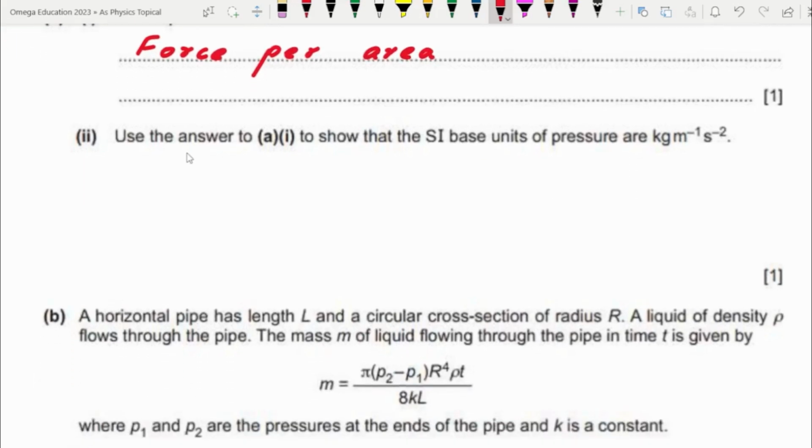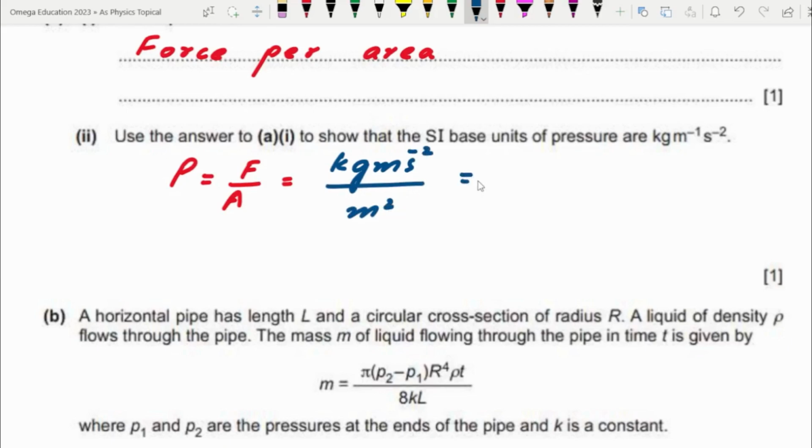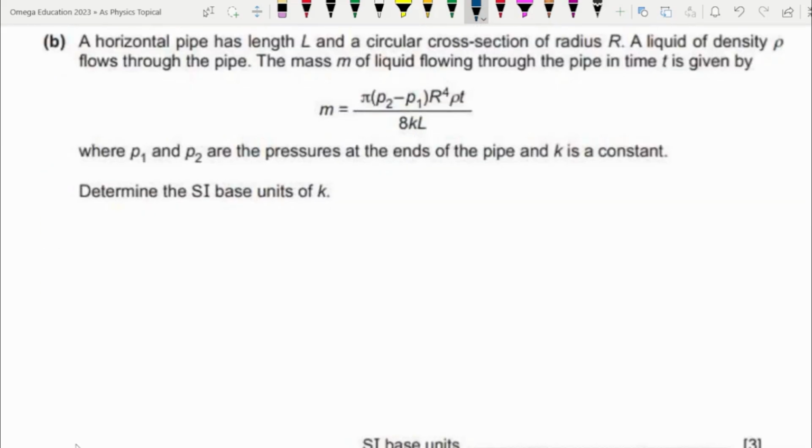Then you have the second part: use your answer in A, subpart 1, to show that the SI base units for pressure are this. Okay, so pressure we defined as force per unit area. We can speed up from here. Force in base units would be kg m s minus 2. How do we know? F equals ma. Area would be meter squared. So if you simplify using the laws of indices, it would be kg m power minus 1 s power minus 2. Let's move on to the next one.